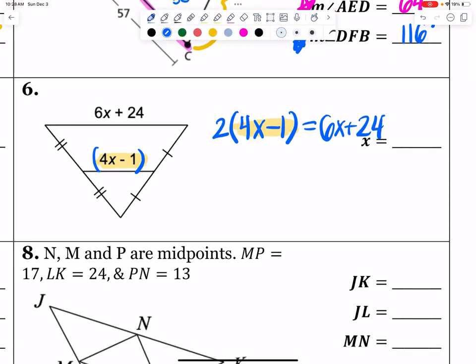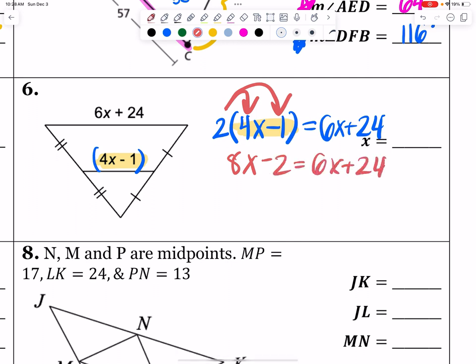And so this is where your teachers used to do these little arrows, and they're like, oh, don't forget, distribute and pass out the 2 to everything in that group. So that's going to be 8x minus 2 equals 6x plus 24. We'll get our x's on the same side. We'll get our constants on the same side, and so x is going to be a value of 13.